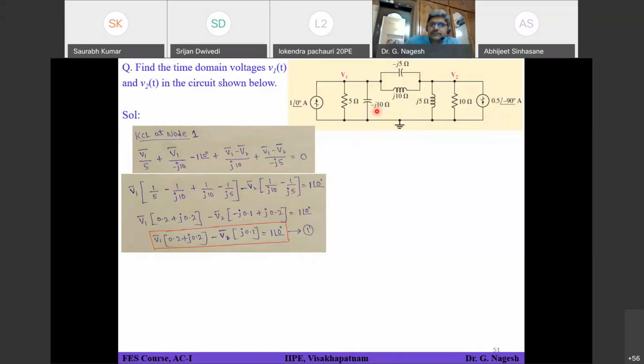It's the same thing. You are getting confused. What you have done is exactly right. What I have done is also exactly right. So what you do is, in my expression, the fourth term and fifth term, V1 minus V2 is common in the numerator. So you take that numerator common and try to simplify 1 by plus j10 plus 1 by minus j5. Like that, you will get the same thing that you have got.